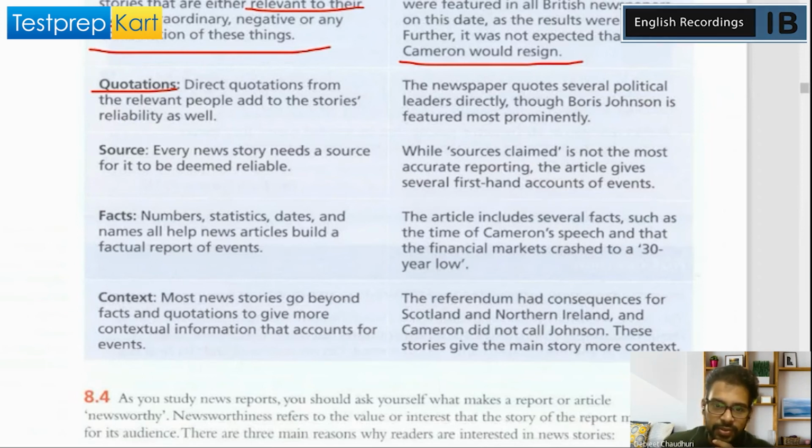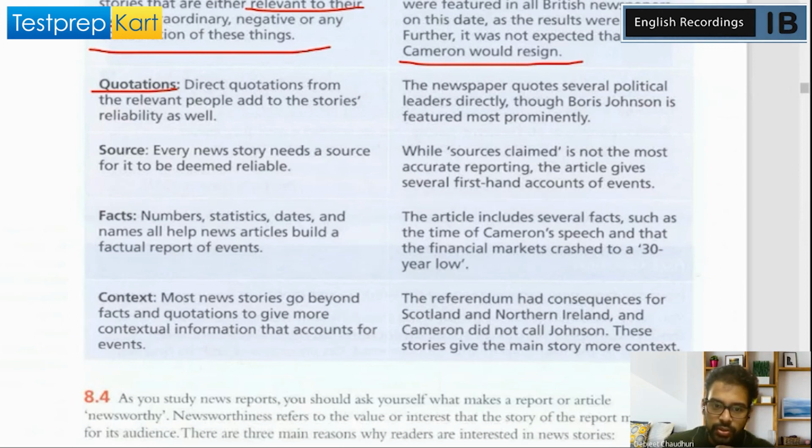Source. Every news story needs a source for it to be deemed reliable. I just told you that. You have to tell me the source of your information. Facts, numbers, studies. Again, the fact you told me is $3 trillion. That is a fact, and the source of that fact has to be verified. Very simple.